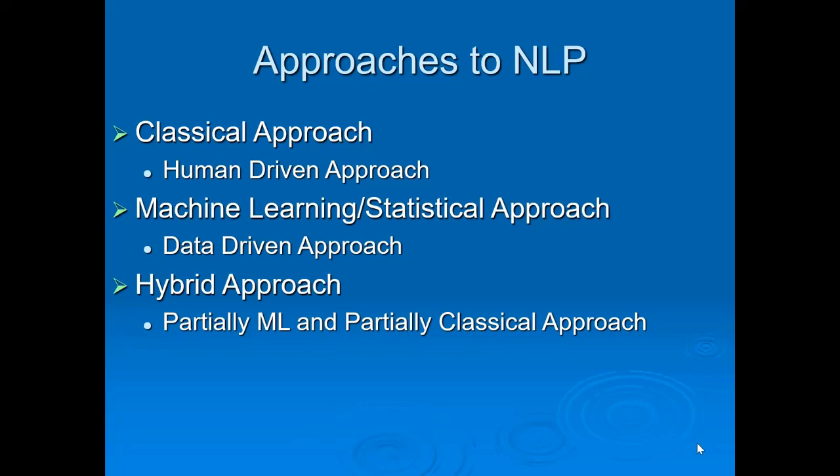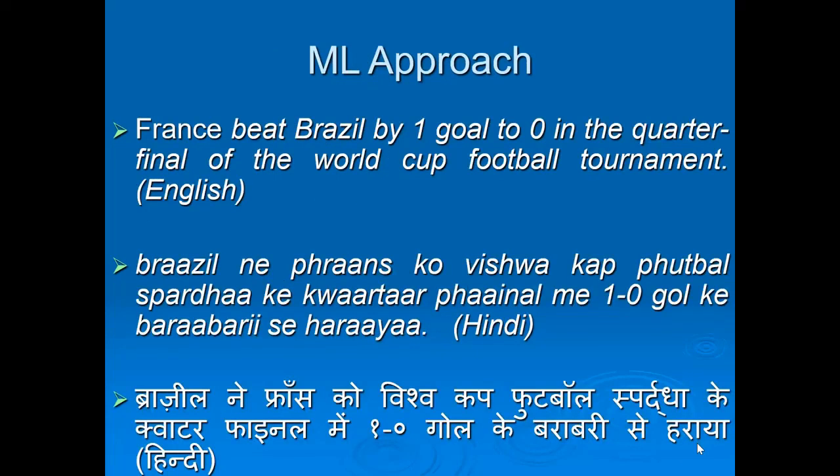And the third approach is the hybrid approach. The hybrid approach is a combination of the classical approach and the machine learning approach, in which humans will also be involved and the machine learning approach will also be involved.